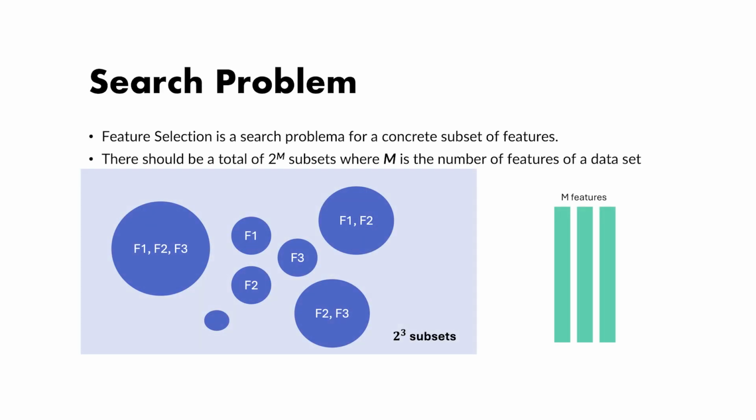Formally, feature selection is a search problem for a concrete subset of features. Let's say you have a dataset of M features. Then we have the possibilities of 2 to the power of M datasets, including the empty set. There are several strategies to perform feature selection, including filter methods, wrappers, and embedded methods. Let's see each one of them in detail.